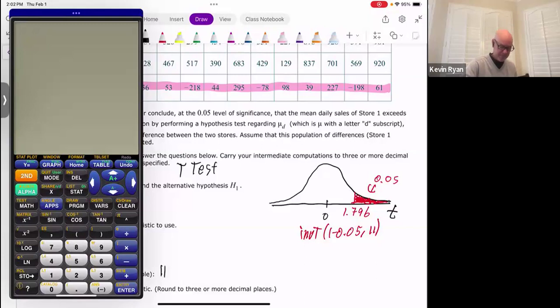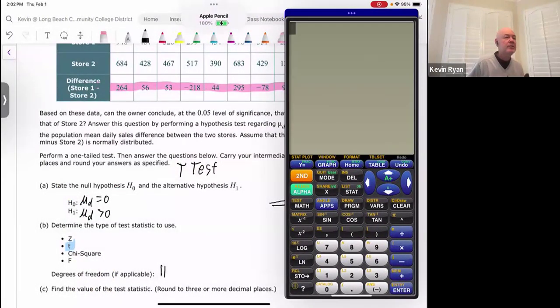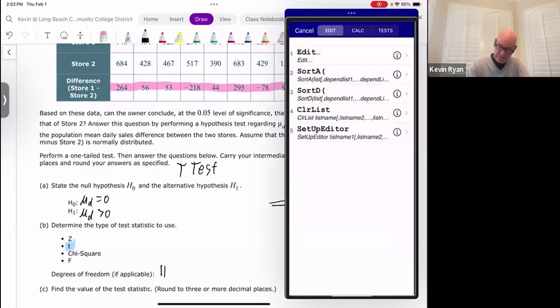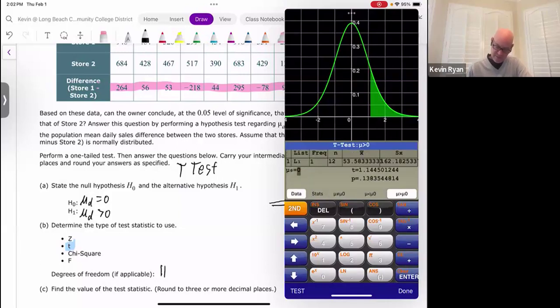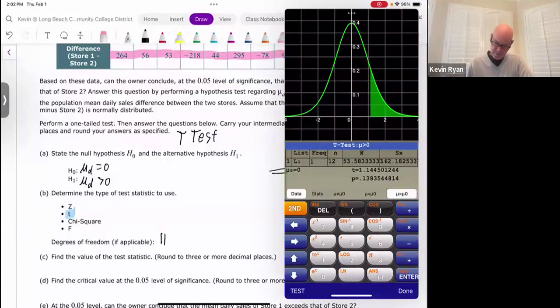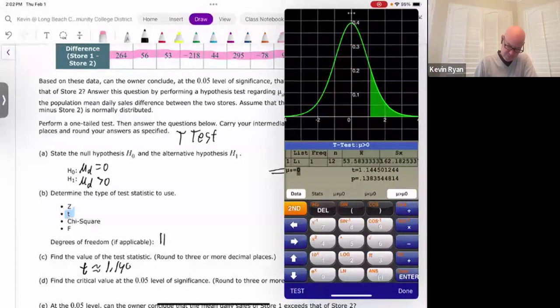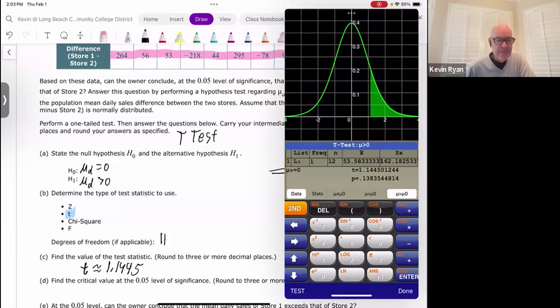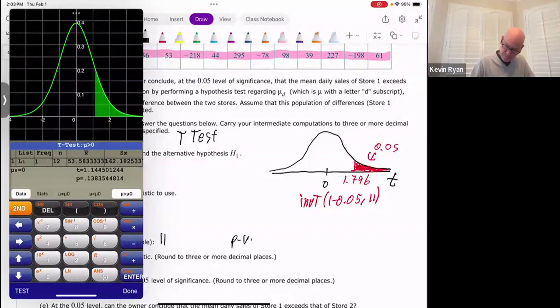I'll give you a minute to let you get caught up. And now we're going to run a t-test. This is based on data. And our test statistic is T 1.145. We'll do 4.5. Why not? And our critical value, oh, they're doing critical values, but I'll write down the p-value anyway, even though it doesn't ask for it.